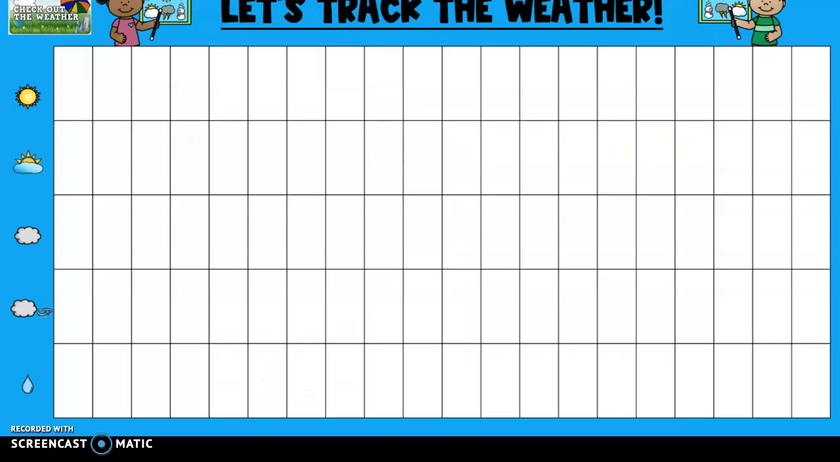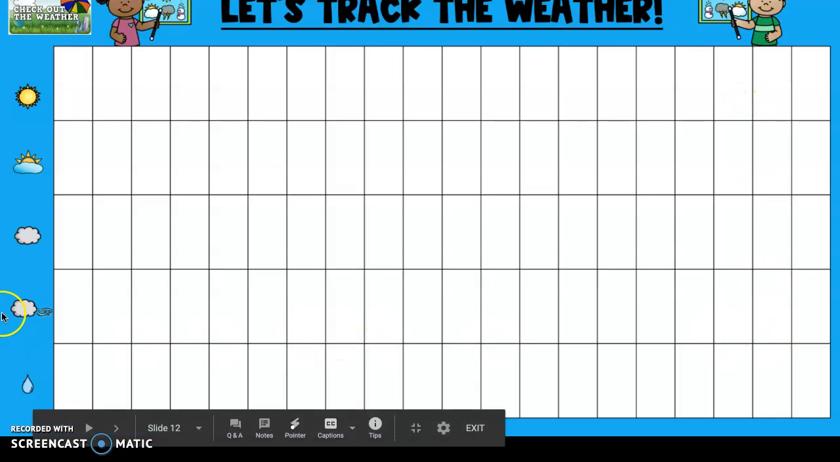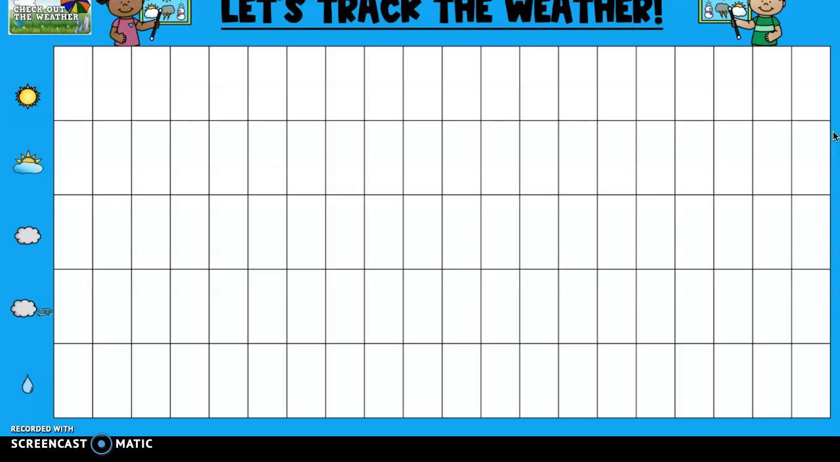Great, let's look at the weather. Take a moment to run outside and check out the weather. What does it look like outside? We're going to graph it. And we use this as a graph. So we use graphs to show data. And data is another word for information. So we're trying to gather some information about the weather.